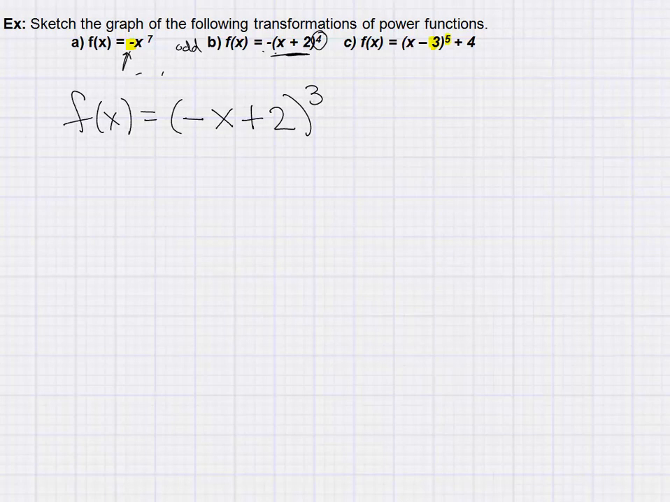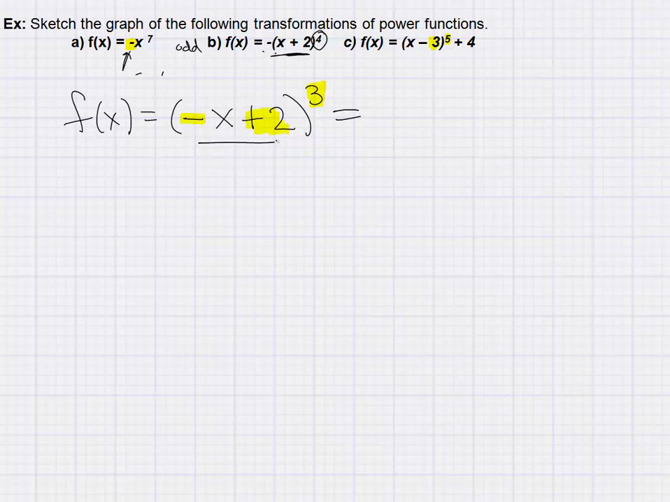Now there's two things that are happening here. That's the tricky part. The negative inside and the horizontal shift. The power is telling you the shape, and that's fine. Odd power, odd shape. But when you see something like this, you got to think about this function differently. Whenever you have a negative inside a function, doesn't matter what kind of function it is, the whole interior of the function should be multiplied by a negative, not just the x.